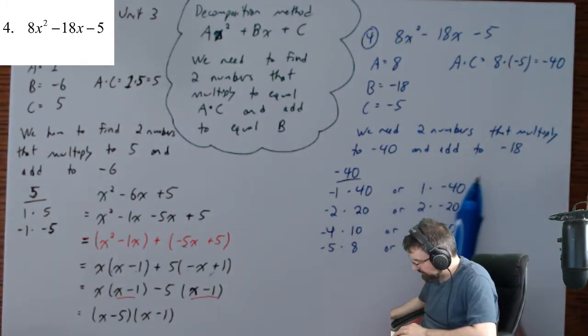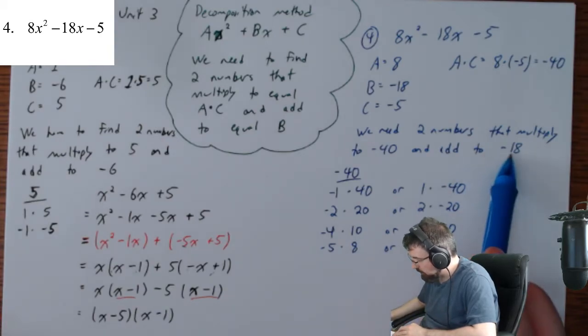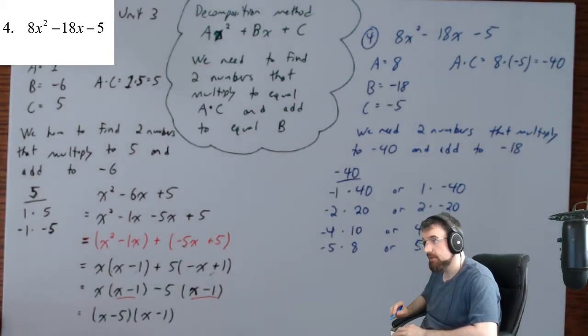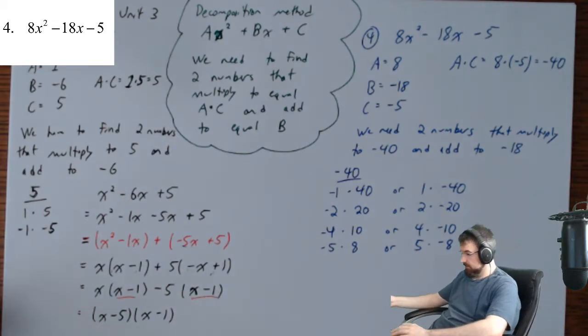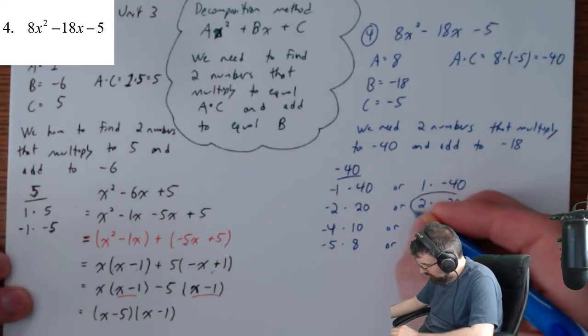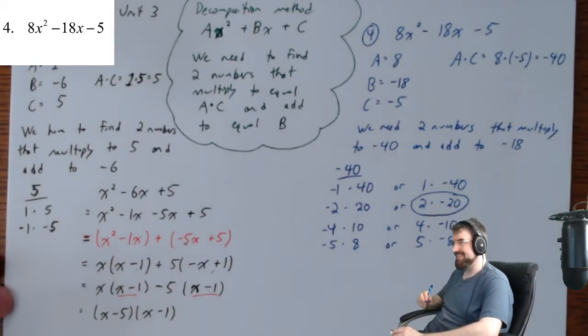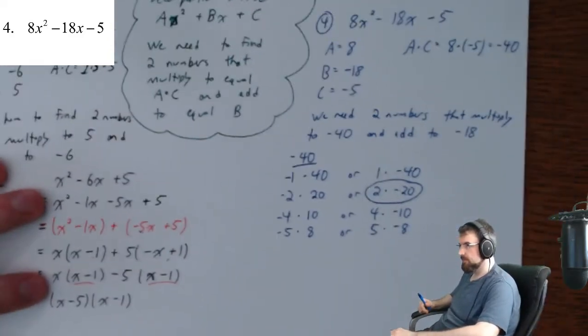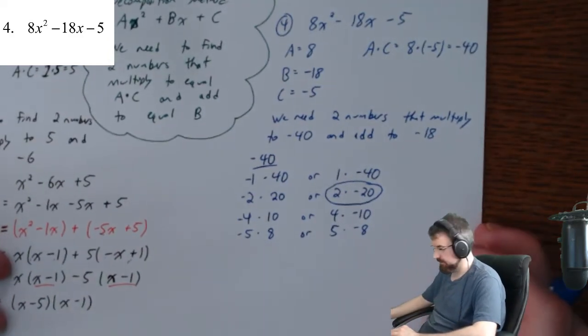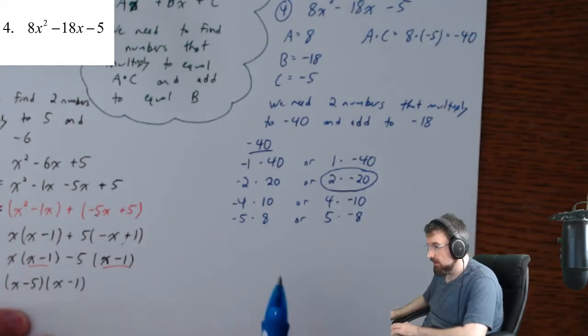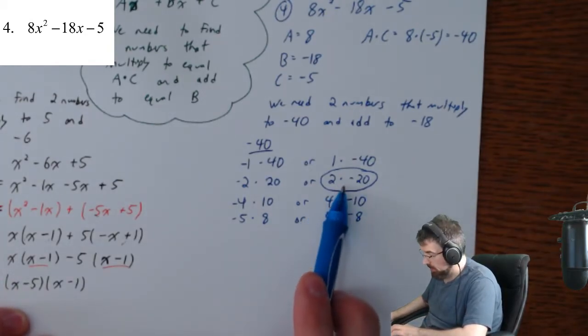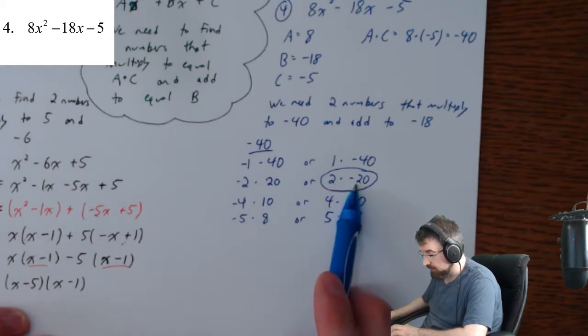Okay, so we already have now the two numbers that add to negative 18, right? Because we have this one. That's set. Okay, so now we know that 2 and negative 20 are the ones that we're going to use.